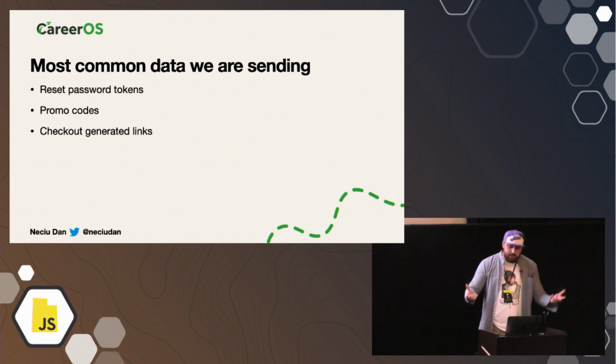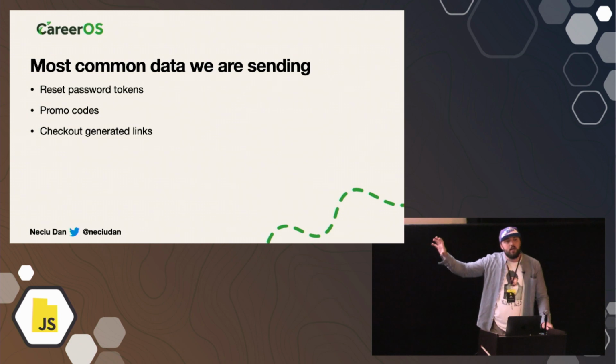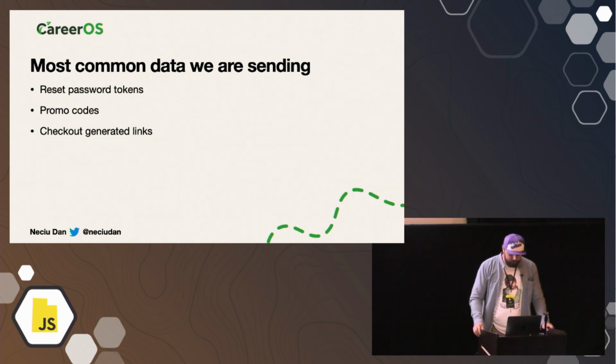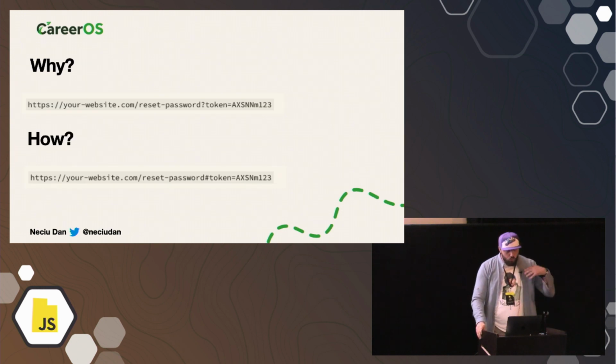So the most common data that we are sending are reset password tokens, promo codes, or checkout generated links. And that means that for every security vulnerability that we're sending, we're storing that information in a database that we don't control. One reason we are sending this is because we are using query params in the URL instead of hashes.